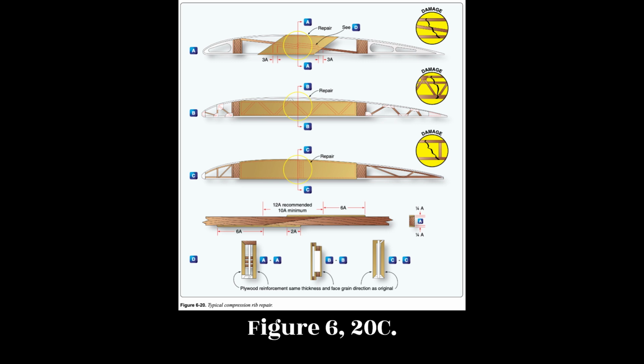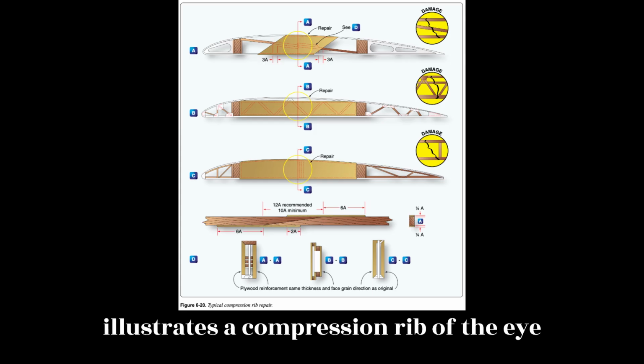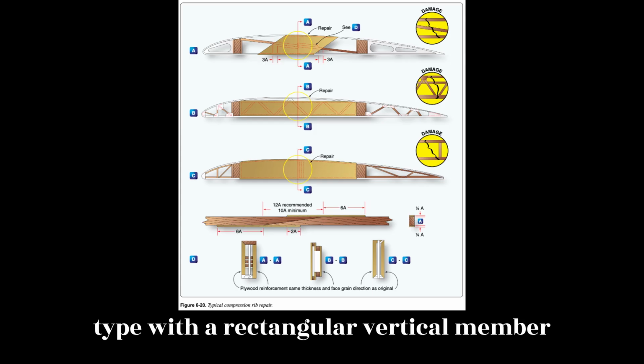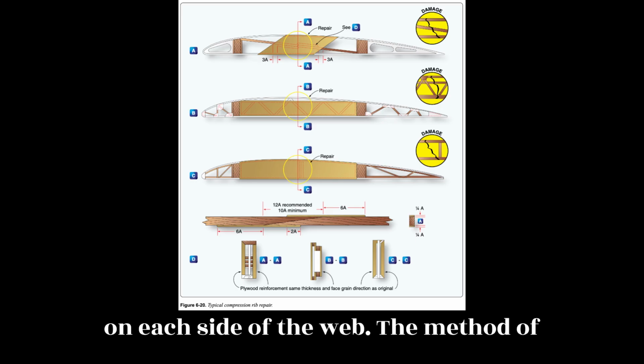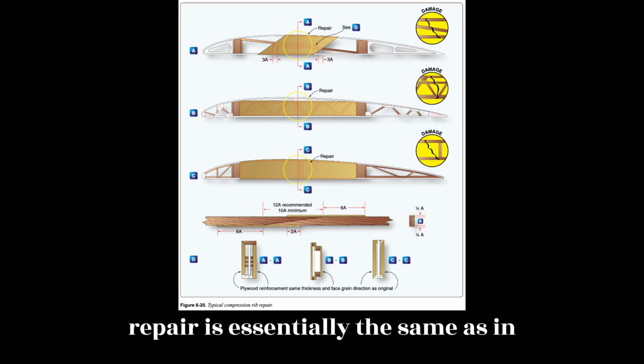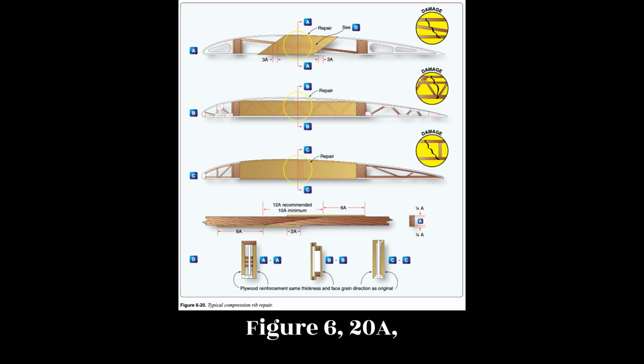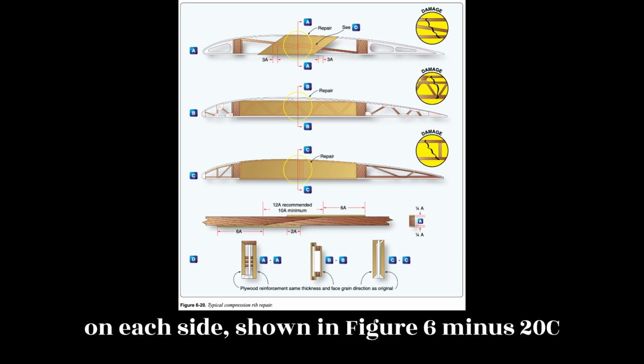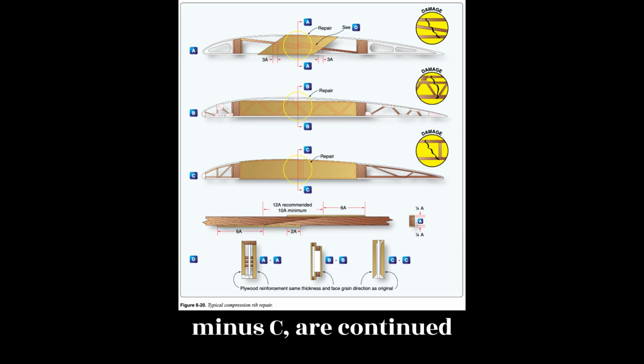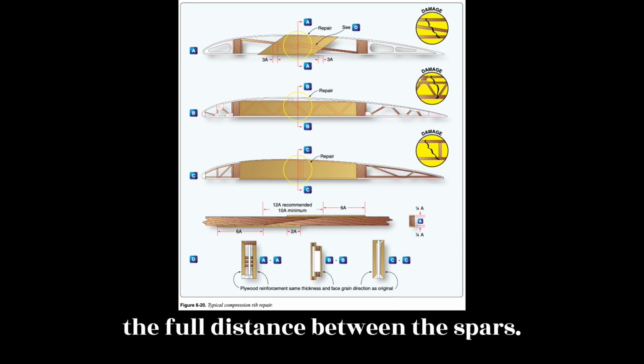Figure 6.20c illustrates a compression rib of the I-type with a rectangular vertical member on each side of the web. The method of repair is essentially the same as in Figure 6.20a, except the plywood reinforcement plates on each side, shown in Figure 6.20c-c, are continued the full distance between the spars.